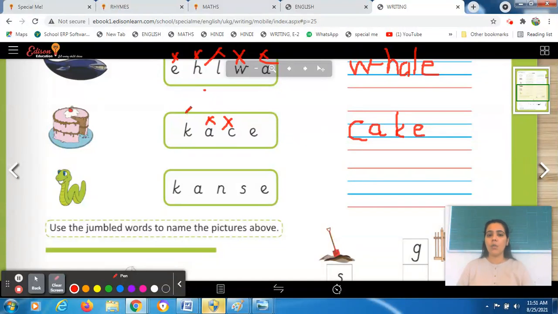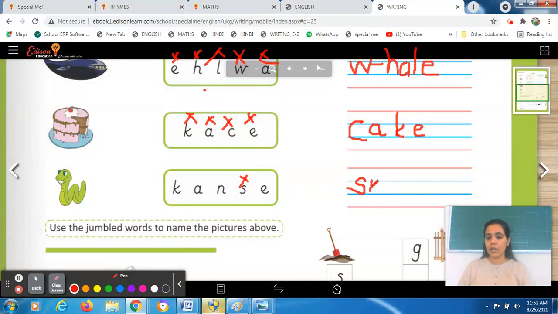Okay. So now what we will do? We will do the next one. So what is there in the next picture? See? Ma'am, snake. Yes. So read it aloud. What is this? Snake. So what is the first sound? It's S. So S sound comes from letter S. So we will write S first. Then after S, what you have to write? S, N. N sound comes from letter N.